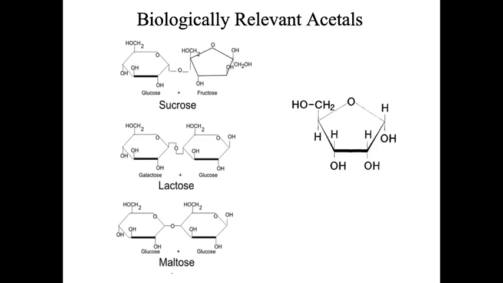Okay? All of these have acetals within them. These are all basic carbohydrates found in biology. We can start with sucrose up at the top. Where is the acetalic carbon? So where's the acetal located in sucrose?